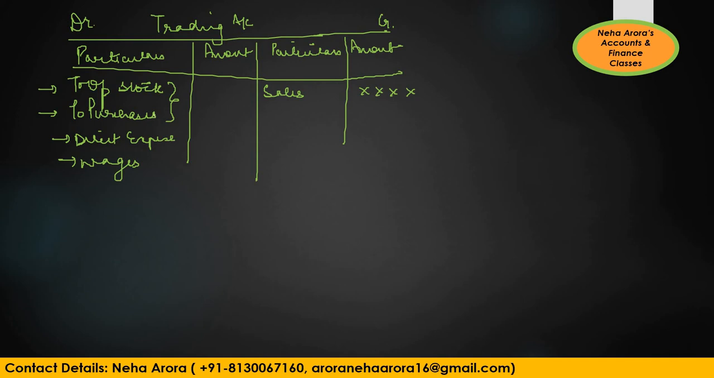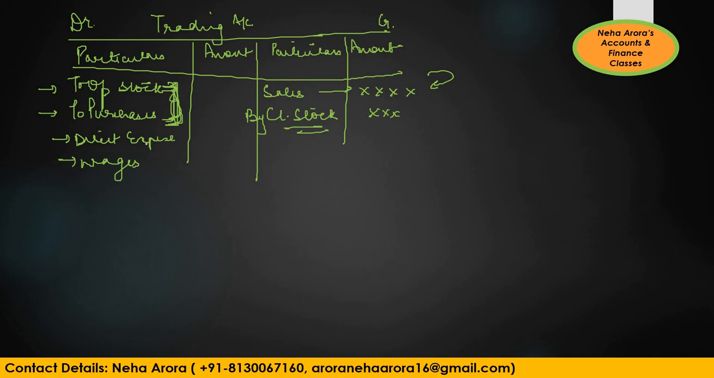Out of my purchases and opening stock, whatever I have consumed, I have written on the debit side. But since I have written the entire opening stock and purchases, I will be required to subtract that amount of stock which I have not consumed. That is why I am writing closing stock over here, because out of this total stock that has already been booked as an expense, there is some amount of stock which is not yet consumed, which is known as closing stock. These are my expenses and these are my revenues. Opening stock plus purchases plus direct expenses plus wages minus closing stock is nothing but my expenses.